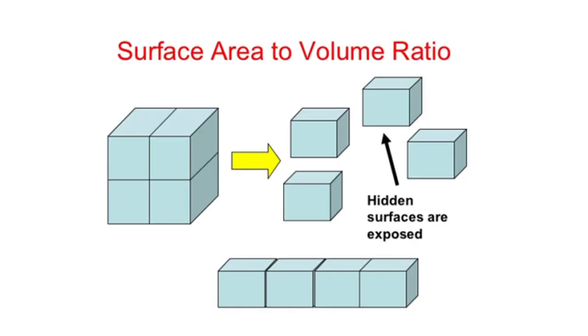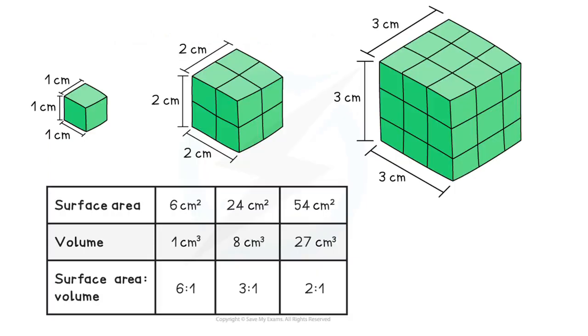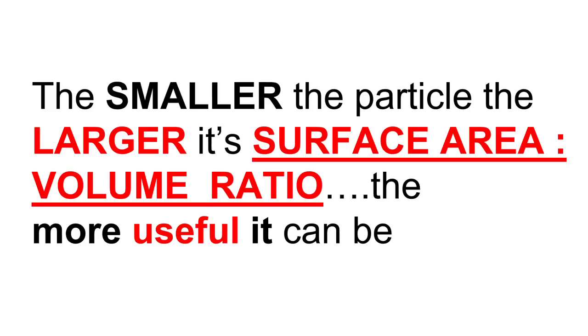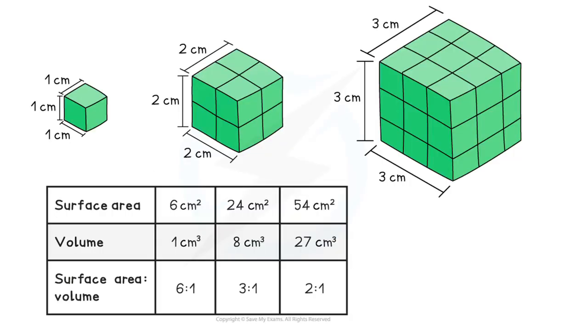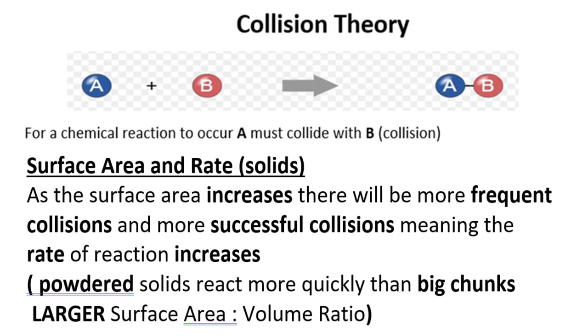And basically having a large surface area to volume ratio is good because you can expose what's deep inside. As you can see, as a cube gets bigger, its surface area to volume ratio decreases from 6 to 1 to 3 to 1 to 2 to 1. So the smaller the particle, the larger its surface area to volume ratio, the more useful it can be. Basically, stuff just isn't buried inside and not doing anything. So surface area is pretty important, okay?